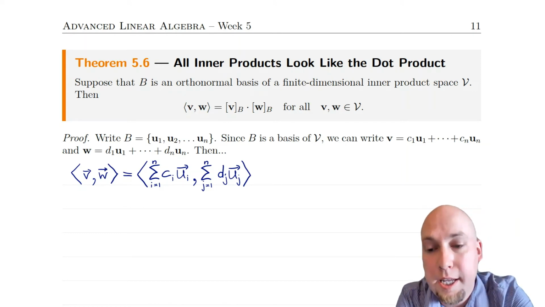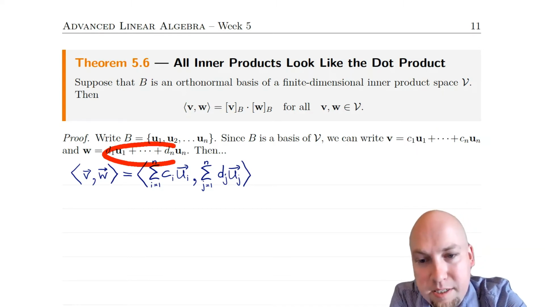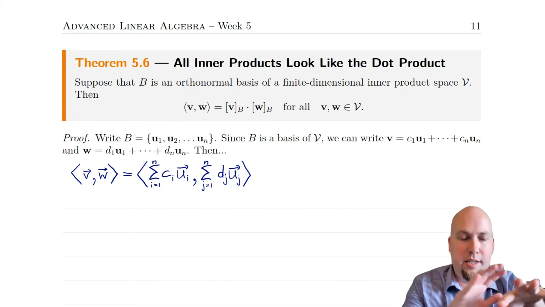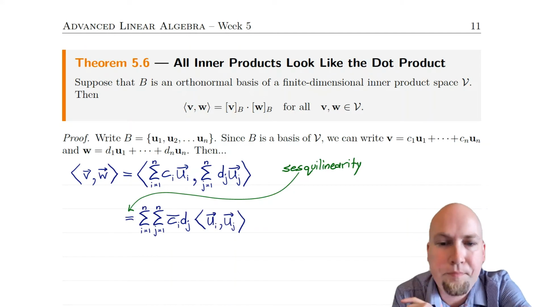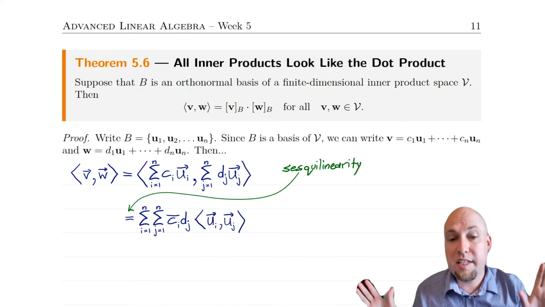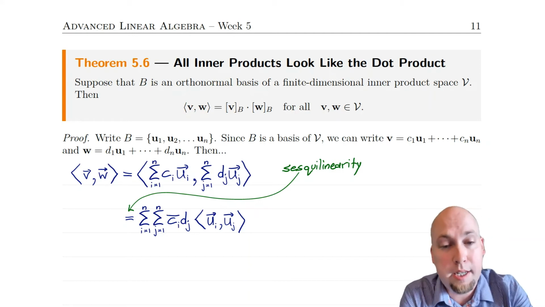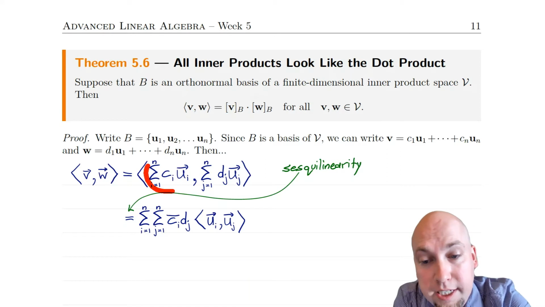And after we simplify, we'll see we get exactly what we want. So how does it work? Inner product of v with w: just plug in these linear combinations that we had here for v and w. And I'm switching to summation notation here because we're going to have sums all over the place. It's just going to be much more compact and easier to read. Now the first thing we're going to do is use sesquilinearity of the inner product. In other words, I'm going to use the fact that inner products are linear in their second entry and conjugate linear in their first entry.